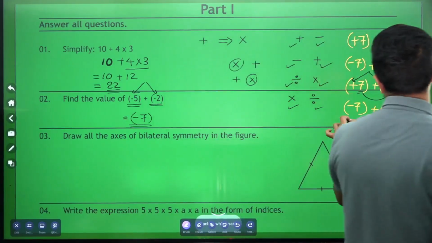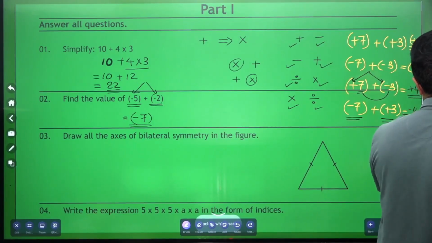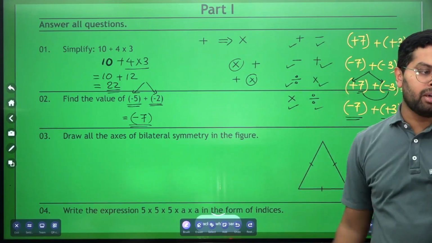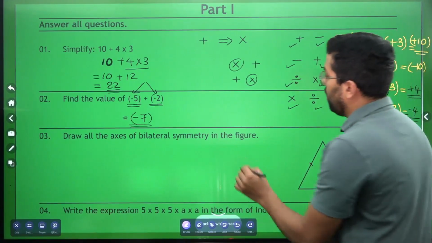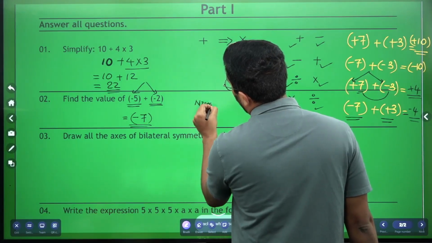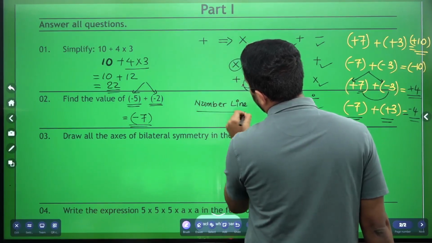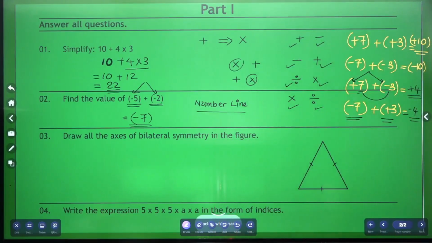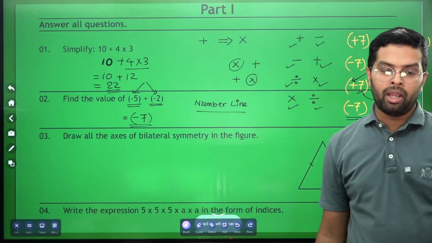Next one, negative 7 plus positive 3. Now what is the answer? Answer is negative 4. So these are the four different types of questions you can get in your paper. You need to check how to represent the answer on a number line as well. Can you remember how to get the answer using a number line? Just go through the lesson again on the tute. You should be able to get the answer using a number line as well.